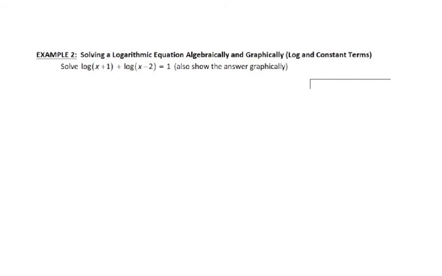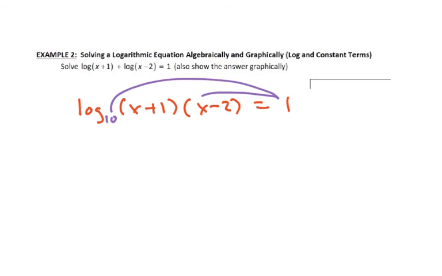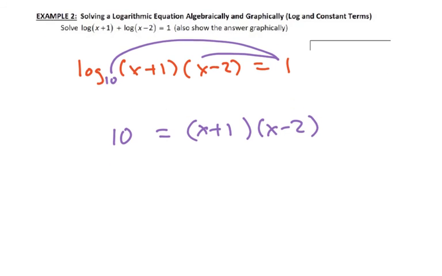I'm not really concerned about graphically. Let's do it algebraically. So we know that when we add logs, addition is the same thing as multiplying. So we can rewrite it as such. Again, we don't want to forget that the base here is 10. So just clear the log: 10 equals x plus 1 times x minus 2.